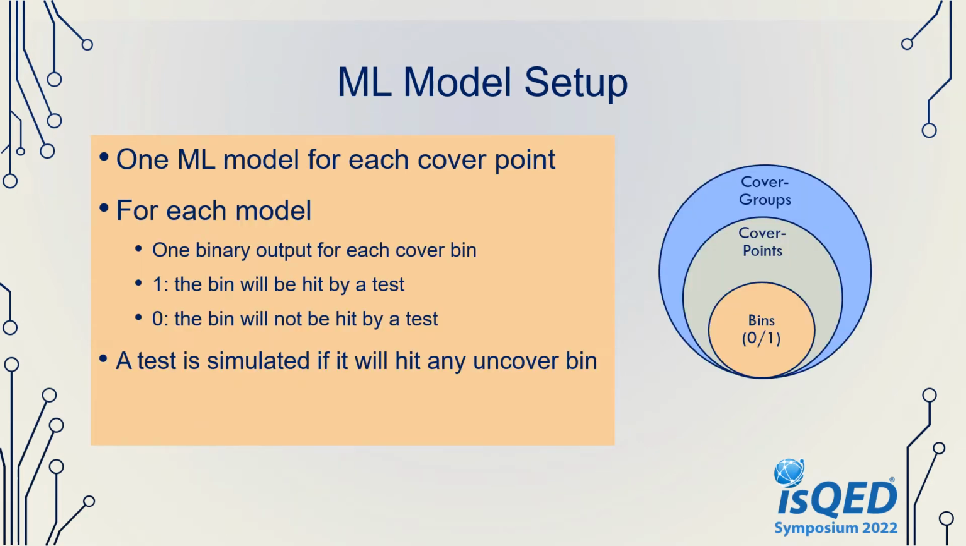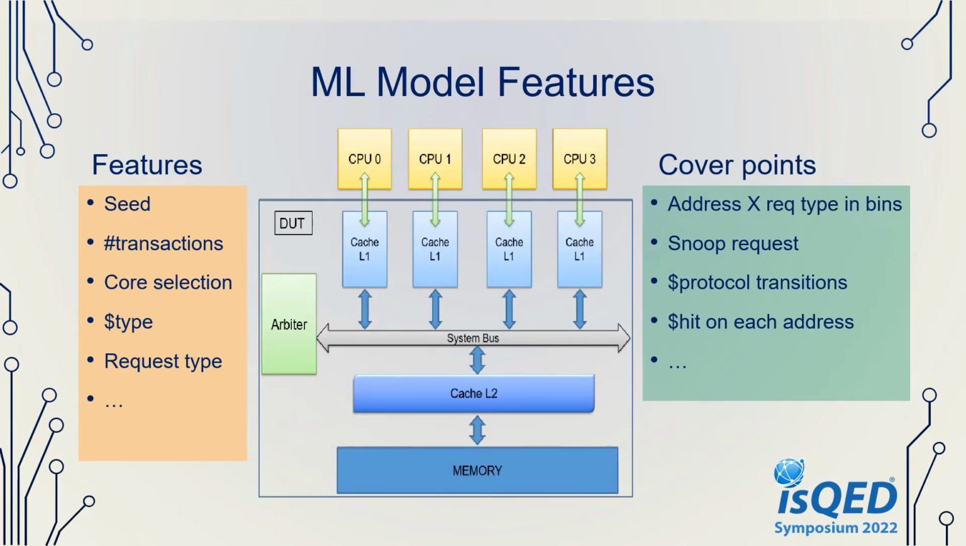So here's the setup. We have one machine learning model for each cover point. A group has multiple points, so we have multiple models. And for each model, we have multiple outputs, each corresponding to one bin. And we can tell from each output whether or not a bin is covered. And these are some examples of features. These features are the test knobs in the UVM environment. This is one example of design under test, which is a 4-core processor design. And these are some examples of cover points.